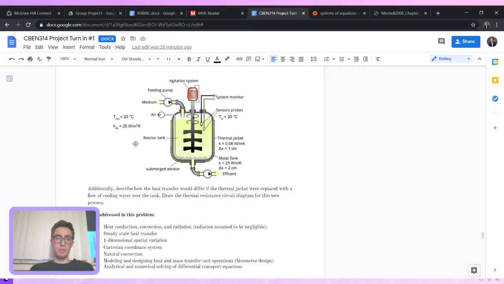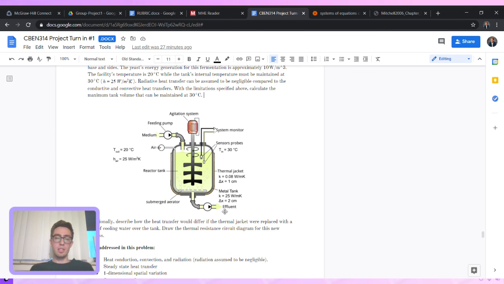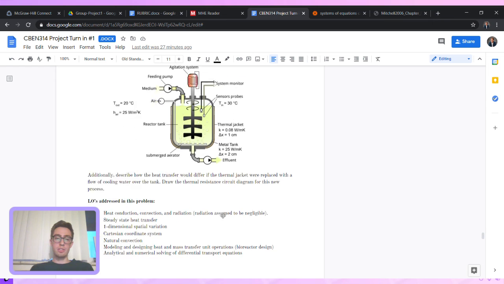We use natural convection with this convective term out here, as well as modeling and designing heat and mass transfer unit operations. So basically finding our volume, we're designing this unit operation, which is the fermenter. We also use our analytical and numerical problem-solving skills to solve the differential transfer equations to get our final answer.